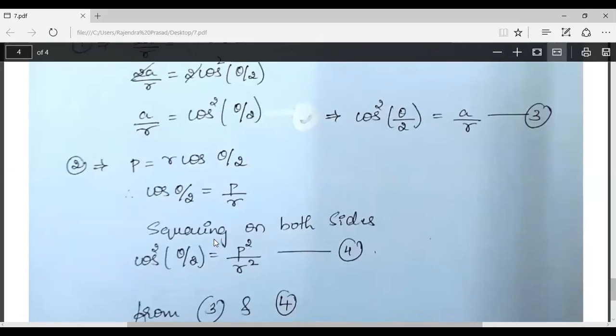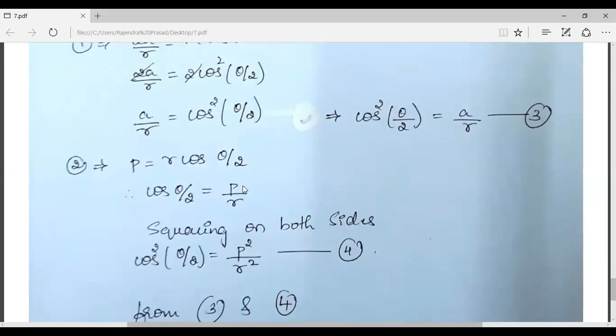Next step, squaring on both sides, we get cos square theta by 2 is equal to p square by r square. So equation number 2 gives equation number 4: cos square theta by 2 is equal to p square by r square.